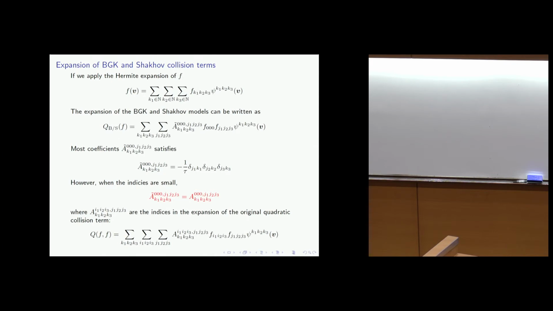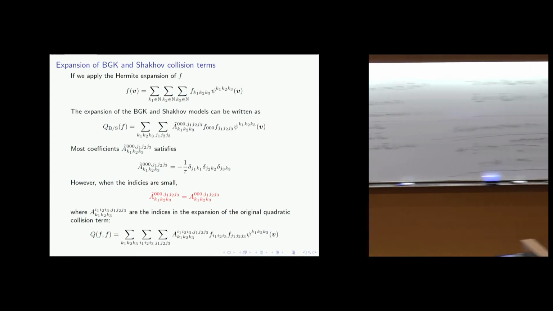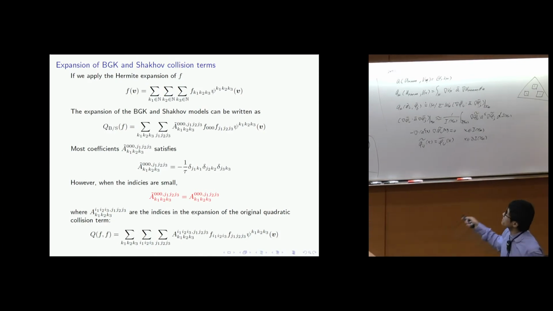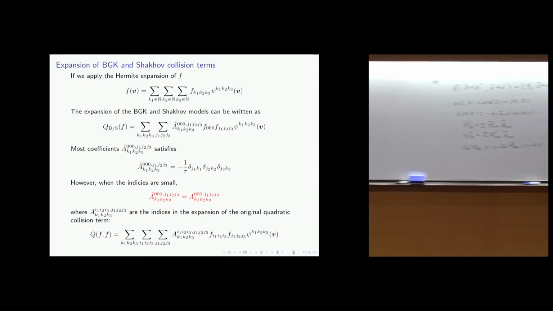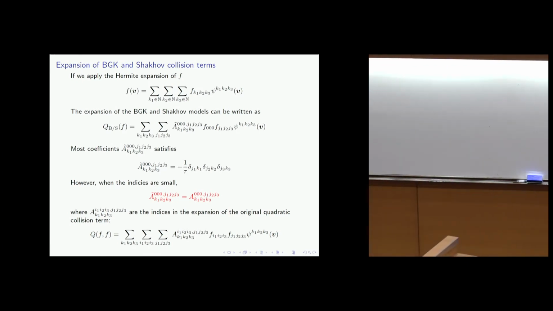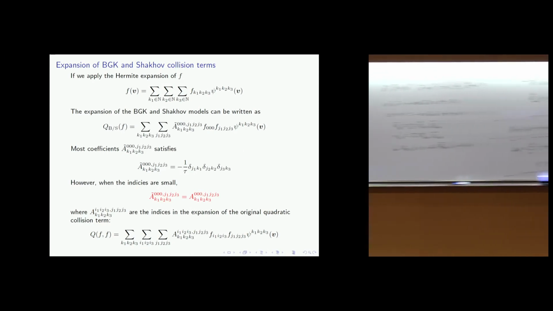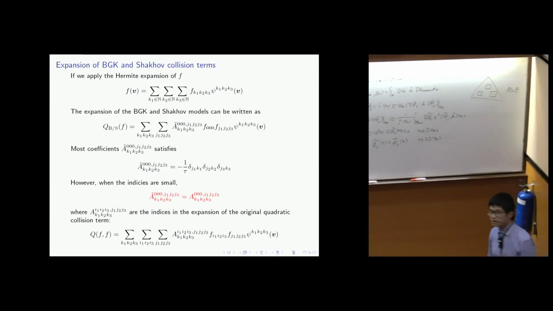So what do I mean? For these new models, we have one expansion. For our original collision term, we have another expansion. You can see that for most cases, this will not match this. But when these indices are very, very small, they do match with each other. So in this sense, we can consider these two models as approximations of the original collision term.